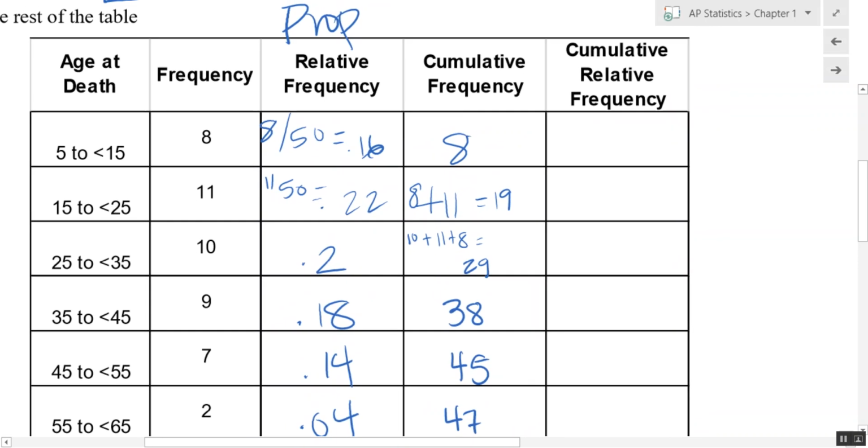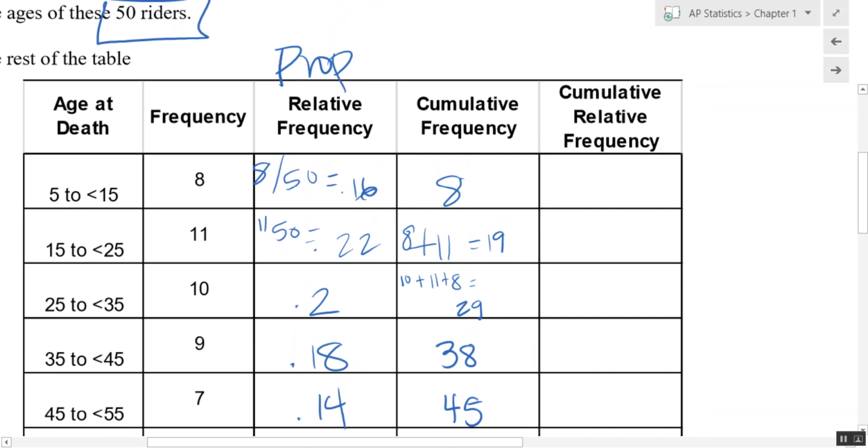Okay, so cumulative relative frequency. The relative frequency is again the proportion. That's what this part means, proportion. So we're talking about a cumulative proportion. So now we're going to take our cumulative frequency and divide by our total, 50. Okay, so this one's the same because it's the first one to occur, but now we're looking at everything less than 25. So we take 19 out of 50. Okay, so we get 0.38 and so on. So 29 out of 50 and we're at 0.58.